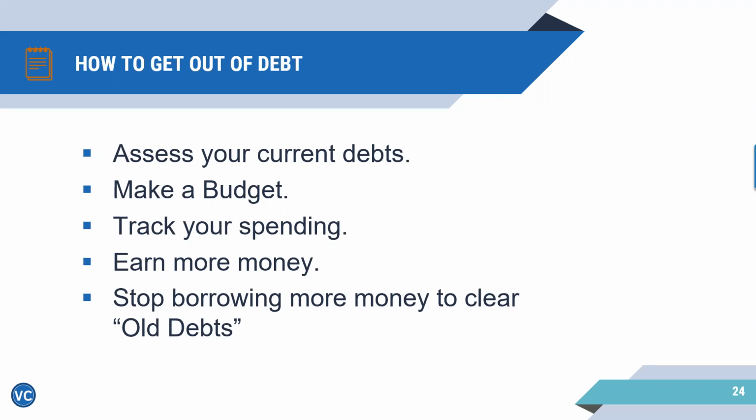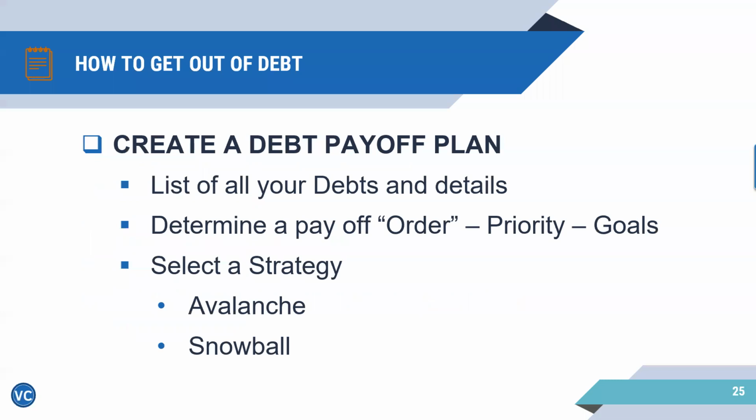You then need to start tracking your spending, then earn more money. It's the only way that you are going to help yourself. The trick is to earn more money so that you filter that money towards the principal payment versus your interest payment. And also try to stop borrowing money to clear out debt. So you borrow from one person or one facility to clear off another, and then another pressure comes in, and then you keep repeating the cycle. So you are not helping yourself.